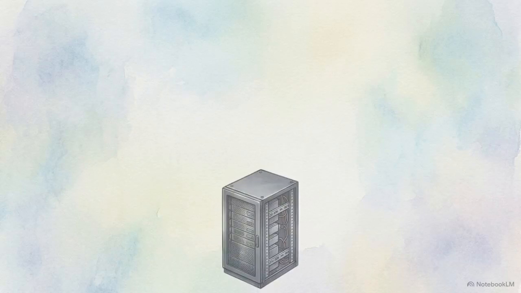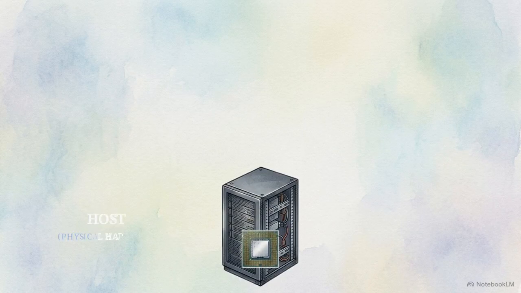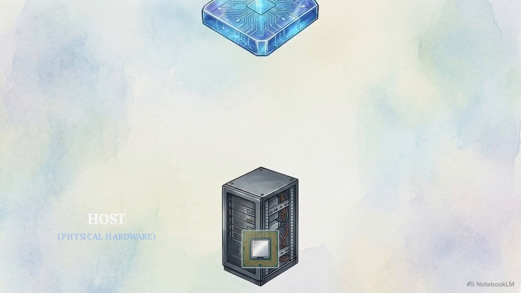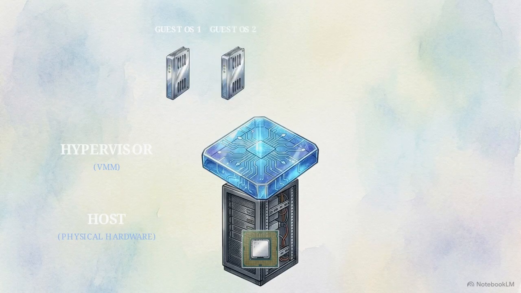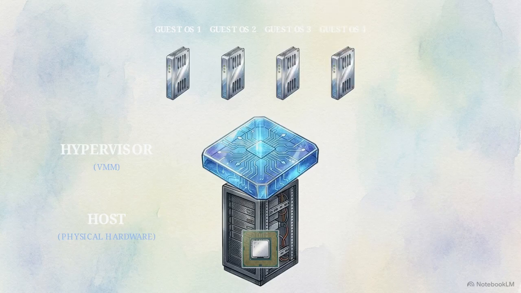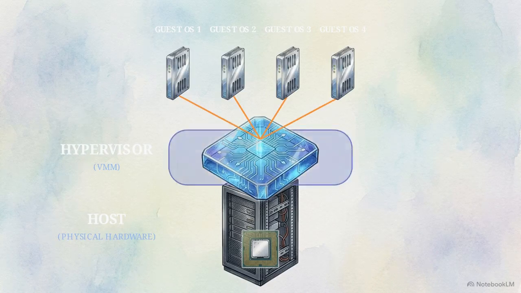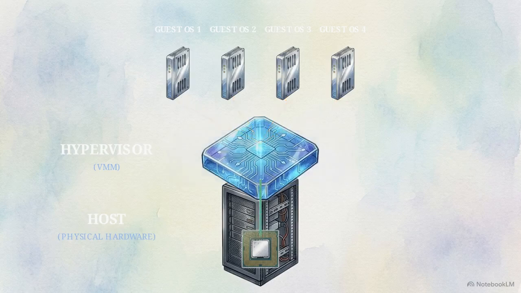This 3D schematic illustrates the core architecture. At the base is the host, the physical server providing the actual hardware resources. Directly above it sits the virtual machine monitor, or hypervisor. This specialized software acts as the critical intermediary between the physical components and the operating systems running above it. By intercepting system calls, the hypervisor allows this single host to securely multiplex into multiple distinct guest operating systems.